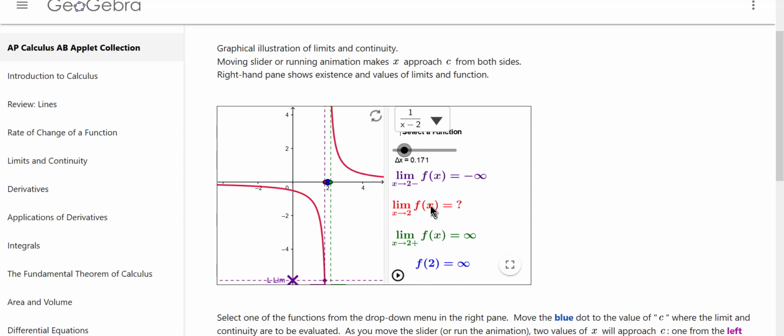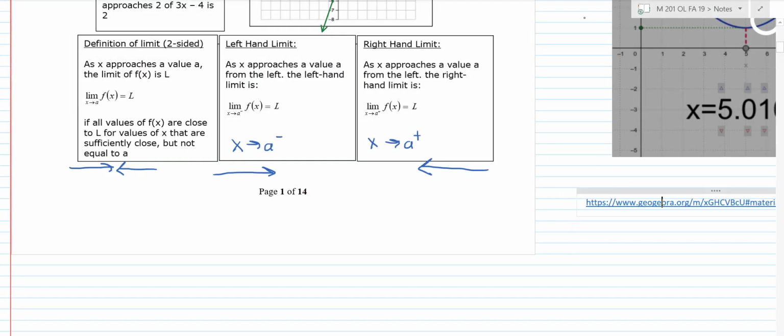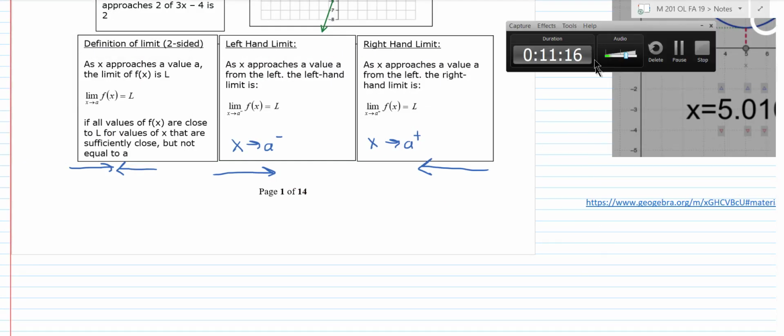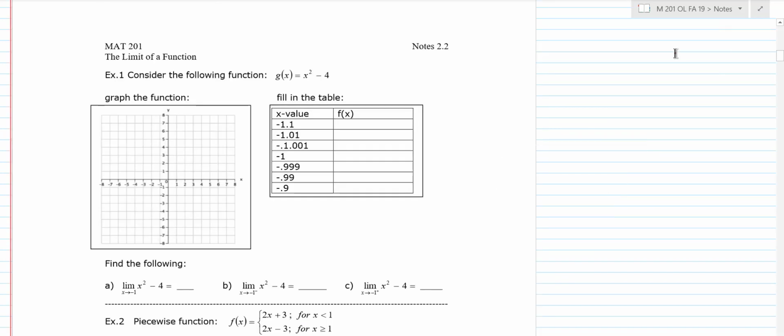All right, in this case, we're going to learn that the two-sided limit, which is this part in red, does not exist. Okay, so that'll get us started on that a little bit. Then I'm going to run to the next page here. Okay, so let's go to the next page, and we're going to graph this.